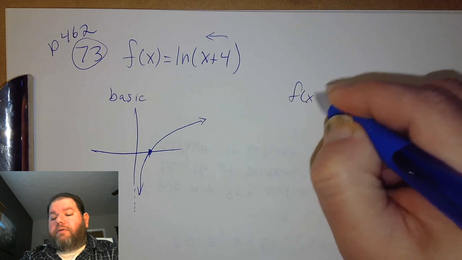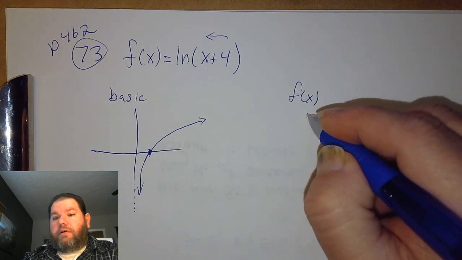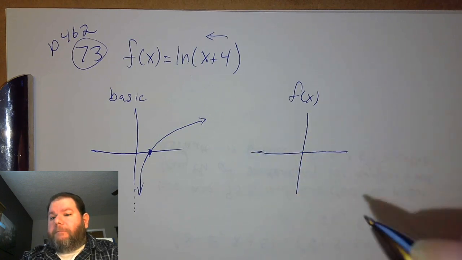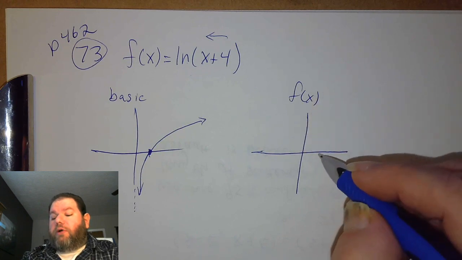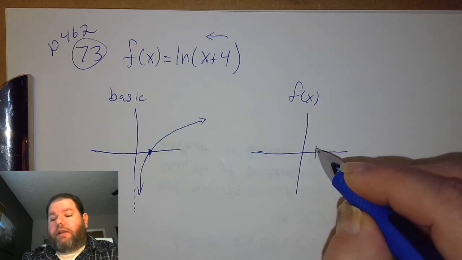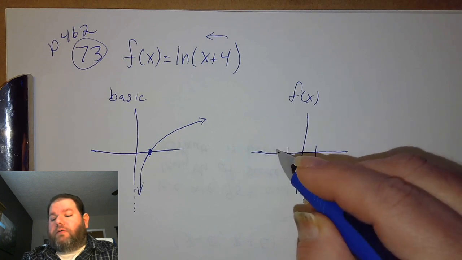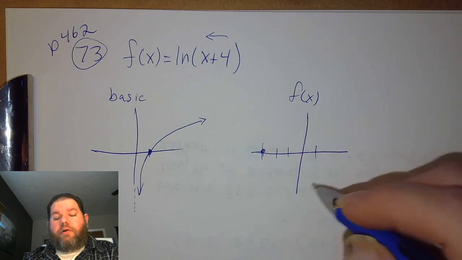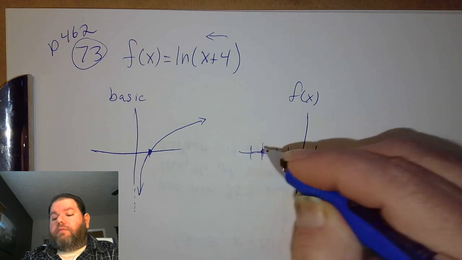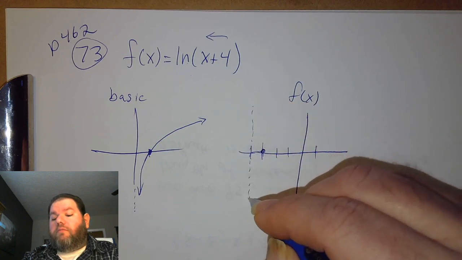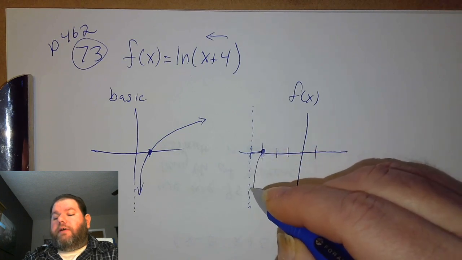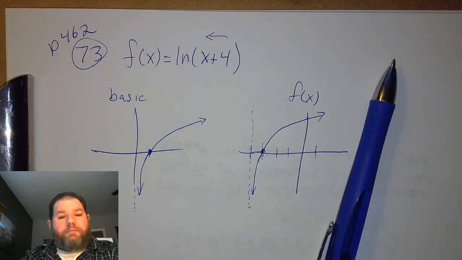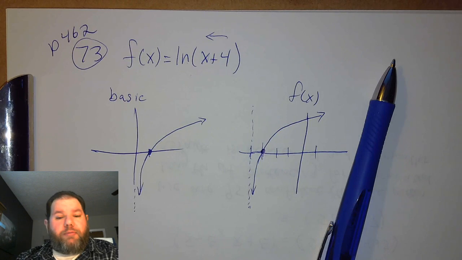So f of x now, the function we're trying to graph, now our anchor point starts here at 1, 0. We go left 4 with that. 1, 2, 3, 4. Our vertical asymptote moves left 4 also. 1, 2, 3, 4. And so as it continues down to the left, and then up and over to the right. So the same shape, we haven't changed the shape at all, but we've taken everything and moved it left 4 units.